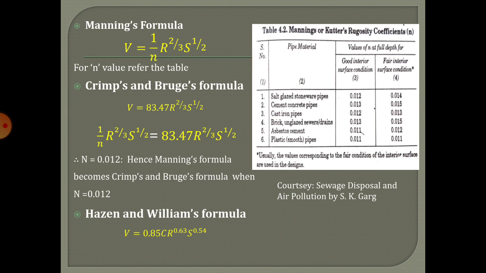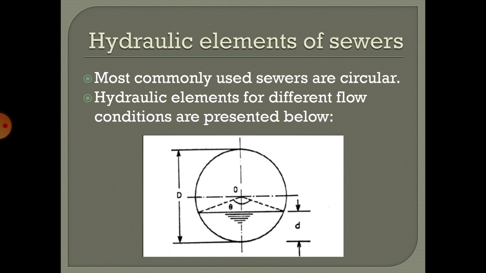If we equate the Manning's and the Crimp and Bruges formula, we can say that N is equal to 0.012, hence Manning's formula becomes the Crimp and Bruges formula when N is equal to 0.012. Then the Hazen and Williams formula. According to this formula, V is equal to 0.85 C R raised to 0.63 into S raised to 0.54. So these formulas can be used for calculating the velocity of the flow.